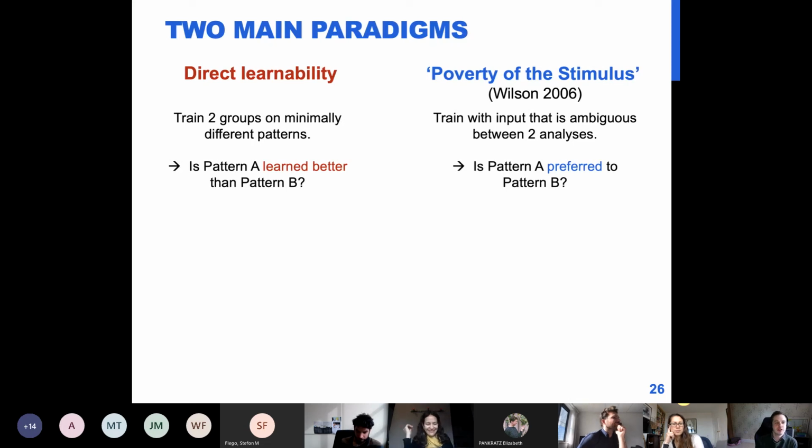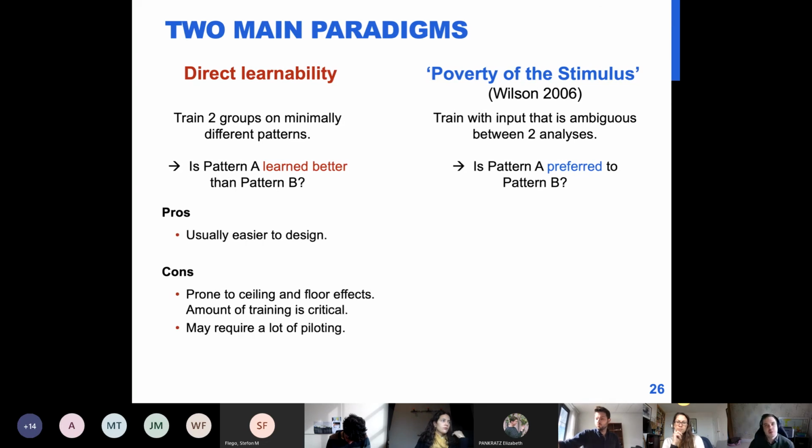And in these kinds of studies, you train two groups on a minimally different pattern and check whether pattern A is learned better than pattern B. So this is what the Pica et al. study did. You just trained two different groups of people on two different patterns and see if one does better than the other one. The other one I tend to call poverty of the stimulus, which is Colin Wilson's term, but also can be called extrapolation, that was used earlier. In that case, you train people with an ambiguous set of data, and you see if they prefer one pattern relative to the other one. That's what we did in the study that I just talked about.